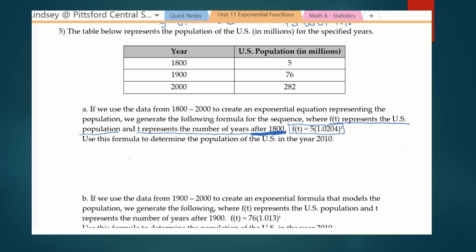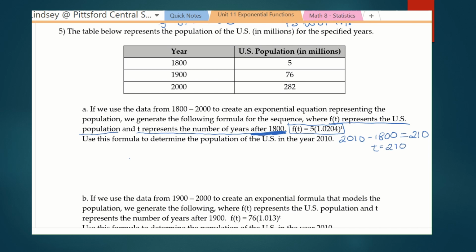in the year 2010. All right, so if we think about that, the year 2010, we need to come up with a t value that we're going to plug in. Now, t represents the number of years after 1800. So to figure out t, now many of you can do this in your head, which is absolutely fine. I'm just showing you what we need to do to get t. I'm going to take 2010 and subtract 1800. So how many years in between? 210. So our t value is 210.